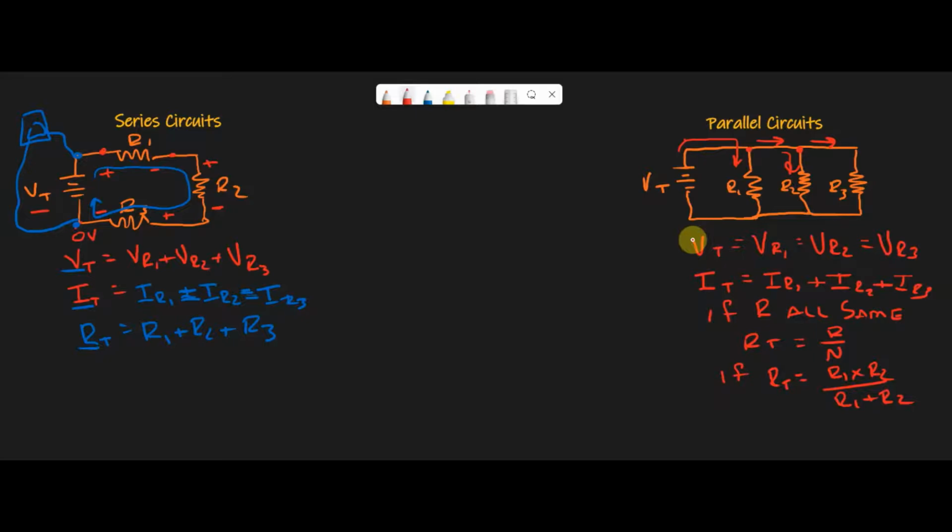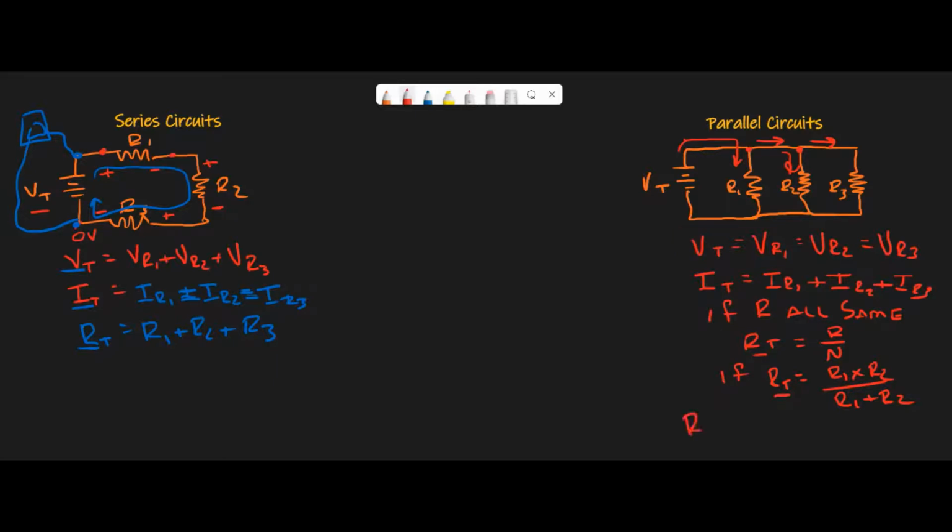Now I will say, and this is a rule of thumb, that in a parallel circuit, only in a parallel circuit, your RT is going to be less than your smallest resistor. So like we had here, 10, 10, and 10, we use this equation. 10 divided by 3 is about 3.3. That's less than 10. If we had 2 10s and we did this equation, we get 10 times 10, 100 divided by 20. 100 divided by 20 is less than 10. So it's a rule of thumb in a parallel circuit that your total resistance will be less than your smallest resistor value. That's important to remember.